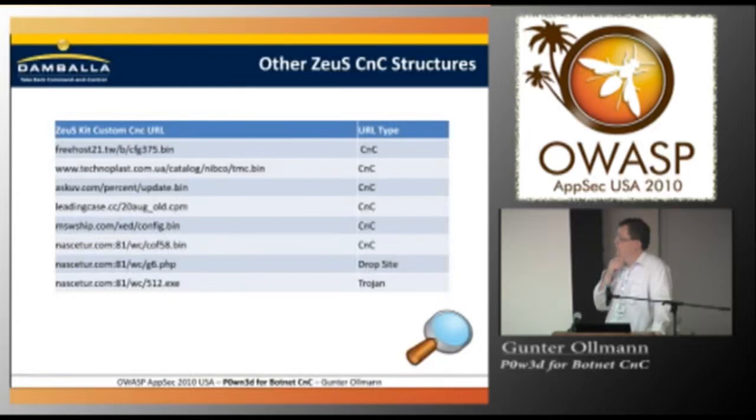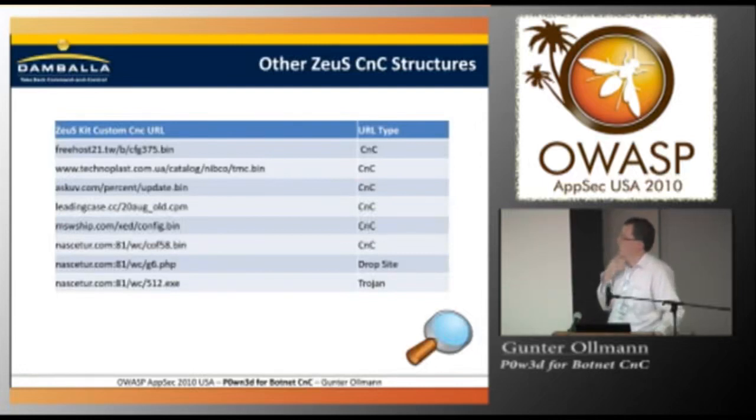And this particular operator, the default configuration file for Zeus is a .bin. And so you see the same sort of structure appearing in multiple domains. So we see this quite often, and we can associate this type of structure with a particular group of operators in Russia.